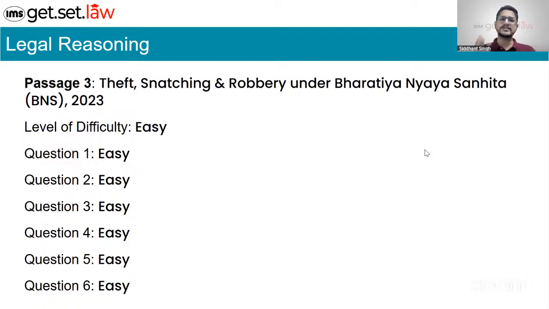Next, when we talk about the third passage, the first and second were a bit on the moderate, difficult side, but now come the easy ones. Here it was snatching, theft, robbery, very direct, already taught in the class, so it was very easy. Overall the passage was easy and the questions were also quite direct. The passage length was also very short, so that was a very doable and approachable one.